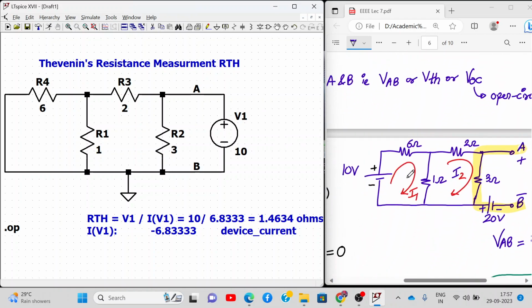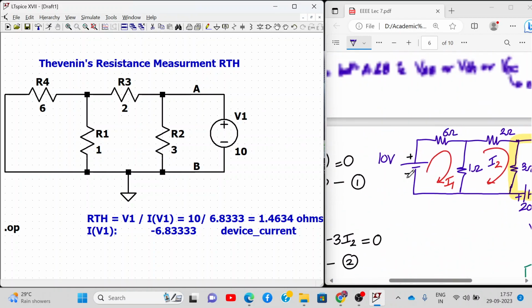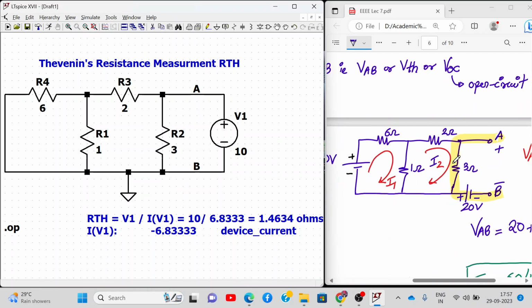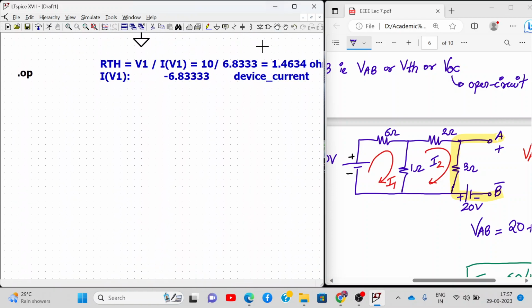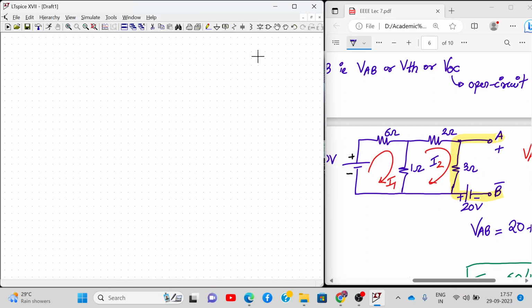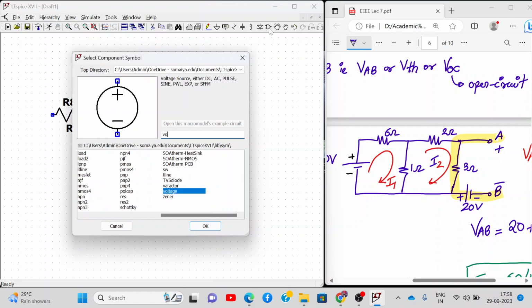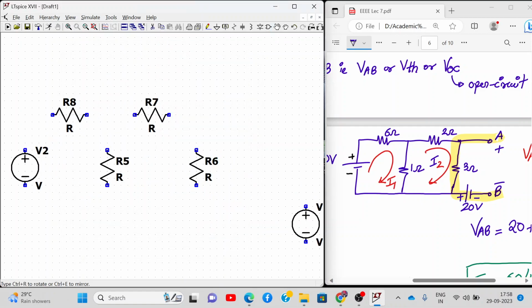Now we will calculate VTH. For VTH, what did we do? Between points A and B, we removed the load and measured the open circuit voltage between A and B directly. So let's do that over here. I'll scroll down and take the components again. This is 1 ohm, this will be 3 ohm. Then there are two resistors over here and over here. Here we have the voltage source also connected. To rotate, press Control R. So this will be 20 volt.